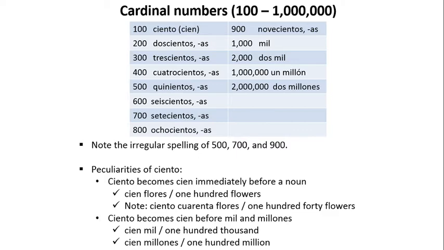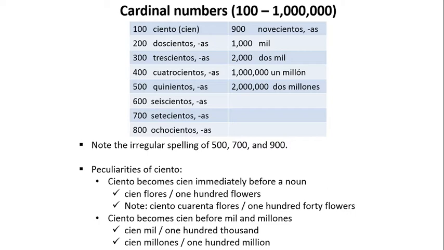Now in this table, you have the information to count from 100 through 1 million. So let's begin with 100. Cien, doscientos, trescientos, cuatrocientos, quinientos, seiscientos, setecientos, ochocientos, novecientos, mil is 1,000, dos mil is 2,000, un millón is a million, dos millones is 2 million. Note the irregular spelling of 500, 700, and 900.